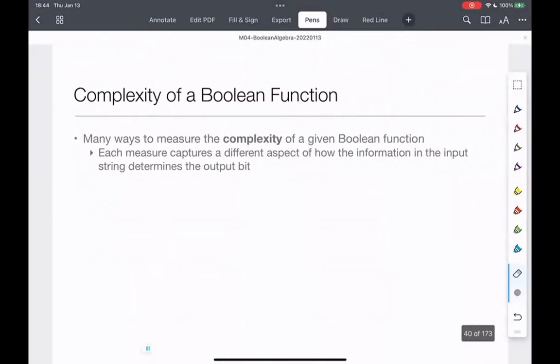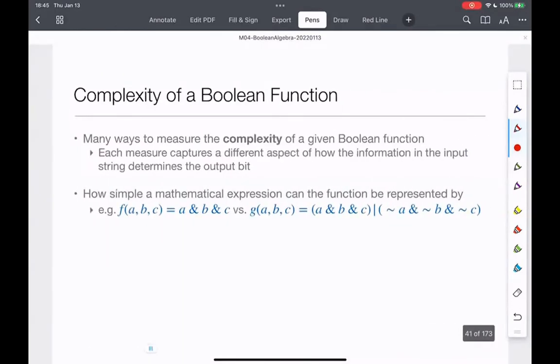So there's clearly some intuitive sense that some functions are harder to work with, some functions are easier to work with. So there are these notions of complexity of a Boolean function, and there are many such notions. These different measures seek to capture different types of complexity, different aspects of the complexity. So for example, let's say I give you these two functions, this one and this one.